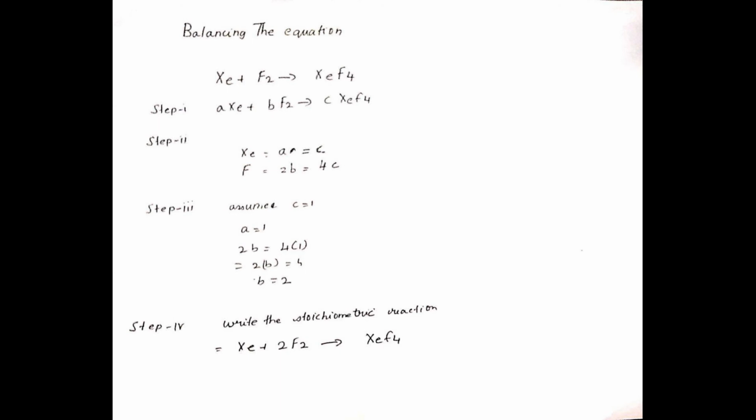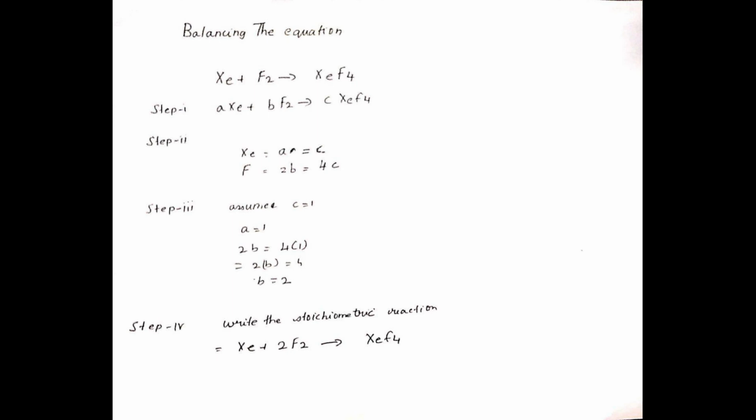Next I will take fluorine. The atomicity of fluorine on the left hand side is 2, so 2B equals the atomicity of fluorine on the right hand side, which is 4C. Now in step 3, we are going to solve the linear equations. We assume C equals 1. If C equals 1, then A is also equal to 1. By substituting the value of C in 2B equals 4C, we get B equals 2.